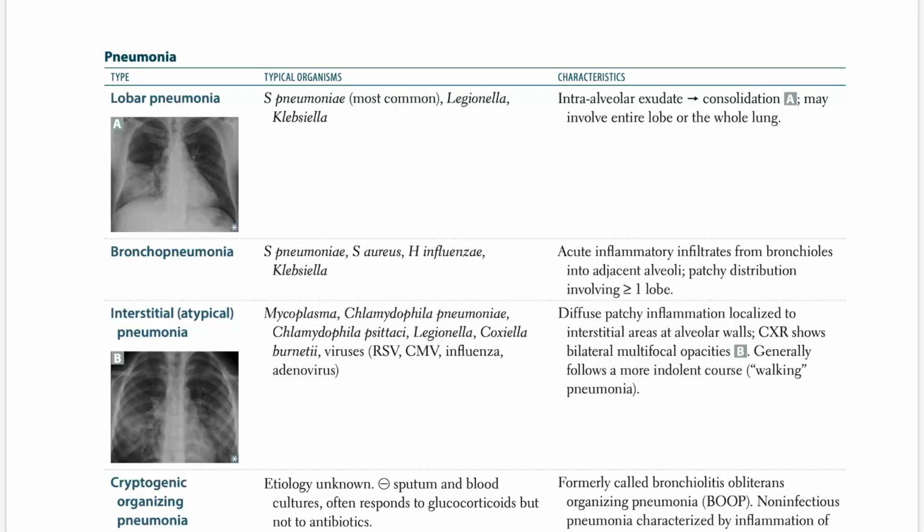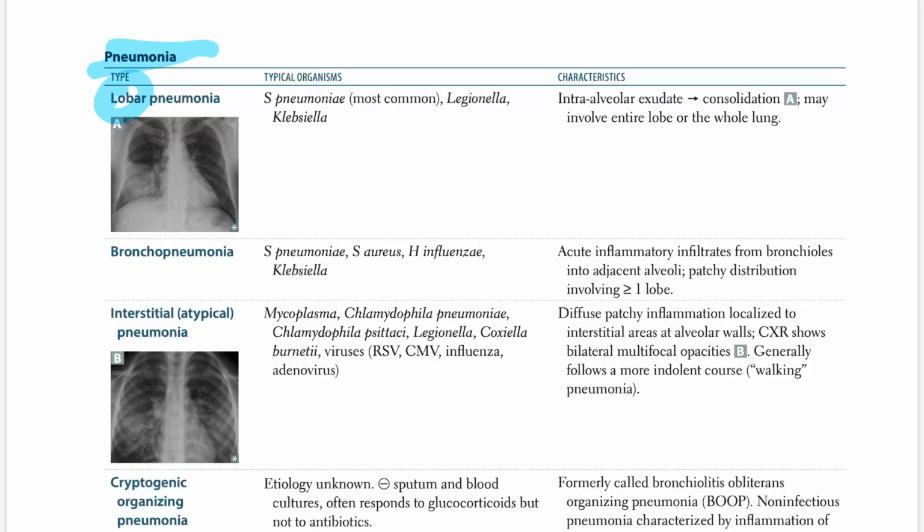Okay, let's start with pneumonia. What do we have here? First thing we have is lobar pneumonia, right? We just have to know these organisms very well. Somehow we have to memorize them.